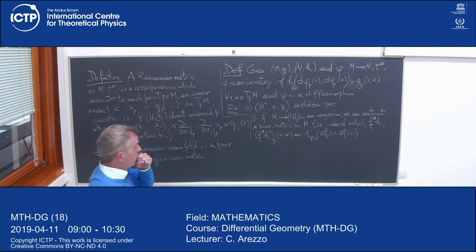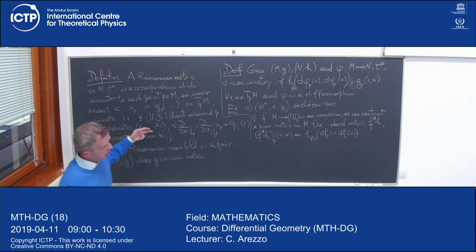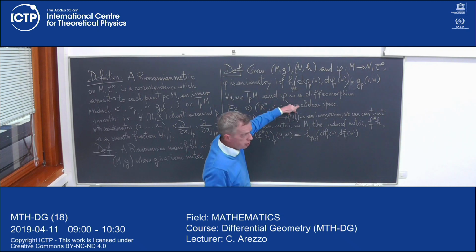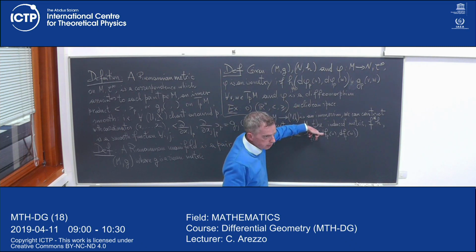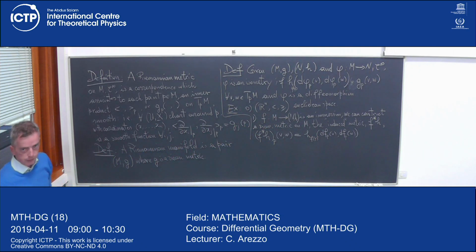And now, what else? I should check the smoothness, which actually required half of a blackboard, but you can imagine it's trivial. Because I need to prove that this depends smoothly on P. But everything here is smooth, and H depends smoothly on the base point. So there is really nothing to prove.